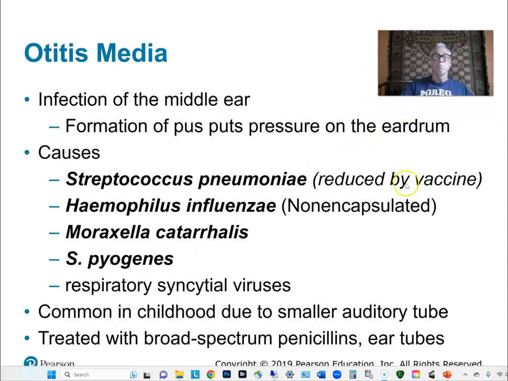Otitis media, the middle ear, deep to the tympanic membrane, right? If you just probe into the outer ear, the tympanic membrane forms the boundary between the outer ear and the middle ear, and that middle ear can become inflamed and can have infections in there. The most common causes are Streptococcus pneumoniae, Haemophilus influenzae, Moraxella, and Strep pyogenes. Also respiratory syncytial viruses.